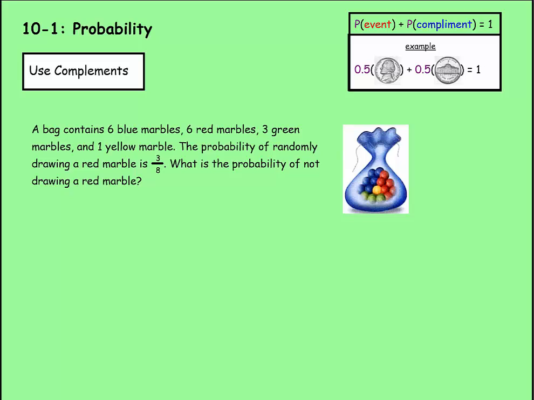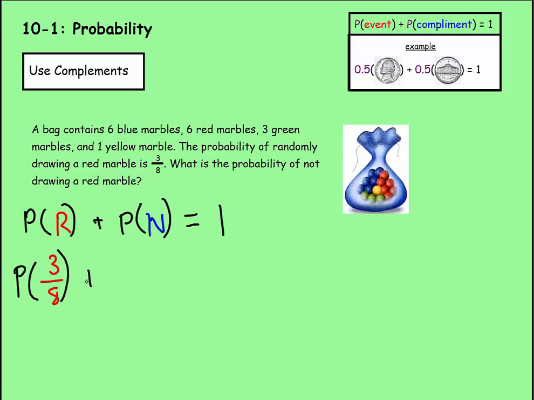Let's apply that to this one here. It says a bag contains 6 blue marbles, 6 red marbles, 3 green marbles, and 1 yellow marble. The probability of randomly drawing a red marble is 3 over 8. What is the probability of not drawing a red marble? So we could use R for red, and then N for not red. So the probability of red plus the probability of not red is going to equal 1. They said the probability of getting a red marble was 3/8. So we have probability of 3/8 plus the probability of not getting a red marble equals 1.